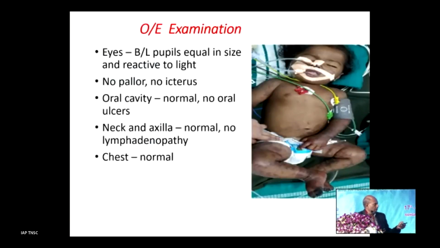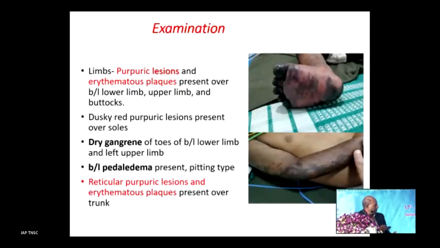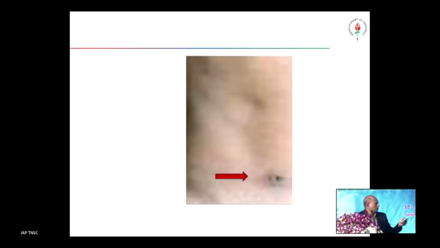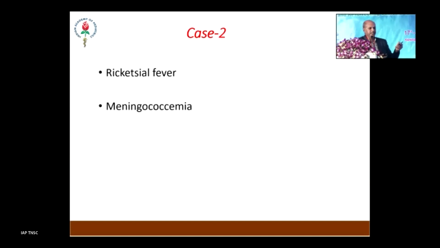So if the patient is coming from an endemic area, you can see the child with bilateral pupils equal, no icterus, and maculopapular rashes all over the body, and purpuric lesions, erythematous flakes involving the upper and lower limbs, dusky and purpuric lesions, and dry gangrene. You can see these gangrenous changes, pedal edema, and reticular papular rash with erythematous flakes. So the diagnosis is not a difficult thing. When you look at these, you can see this is an eschar. So your diagnosis is certain. It is a rickettsial fever.